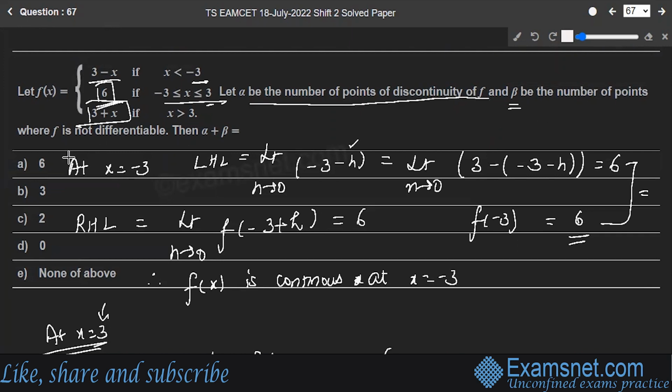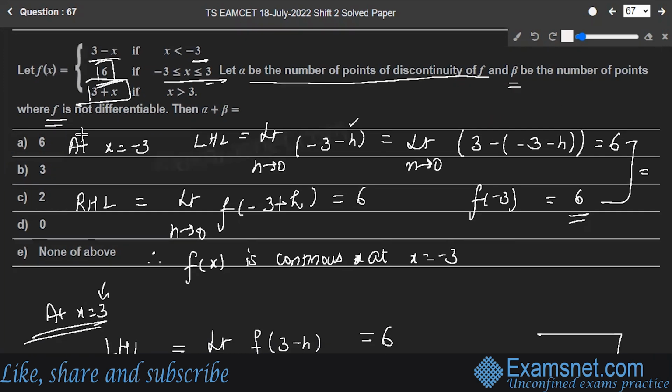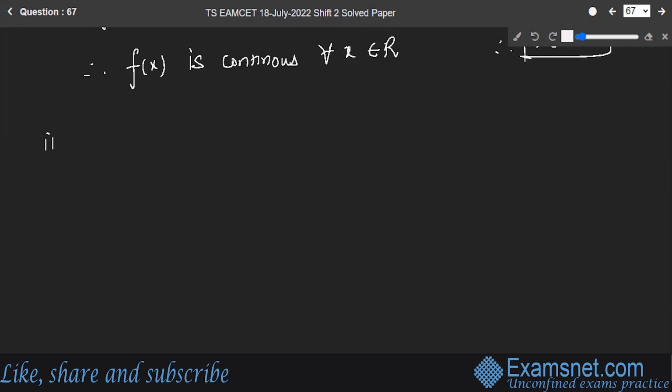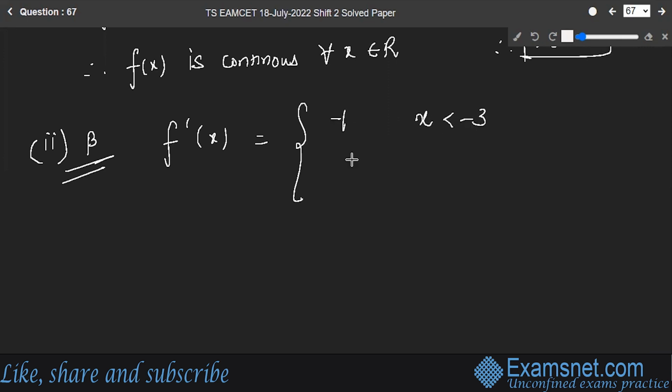And beta is the number of points where function is not differentiable. So now the second case for finding beta. Now to find the differentiability, let's find out the first derivative of the function. The function was 3 minus x, that means minus 1 for x less than minus 3. It was 6, so the derivative is 0 when x lies between minus 3 and 3. And then for x is greater than 3, it was equal to 3 plus x. That means the derivative is going to be 1.